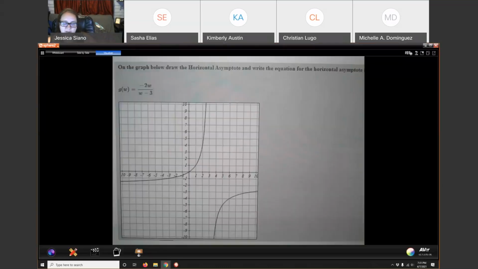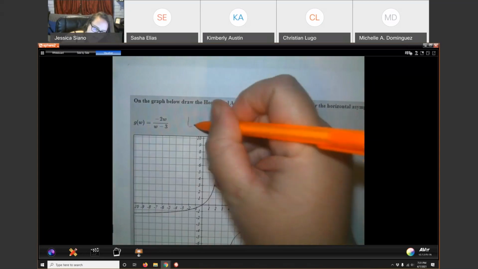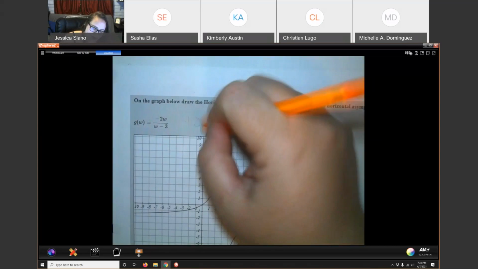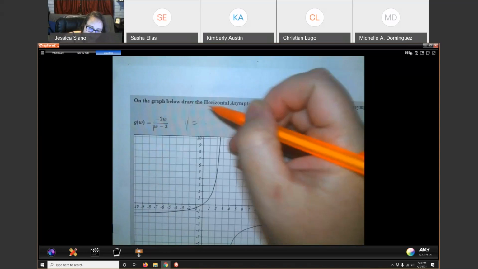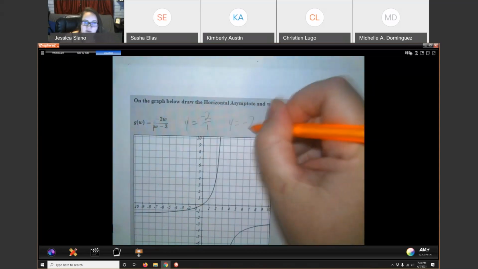So we look at this rational, and we ask ourselves, does this have a bigger degree on the top, on the bottom, or are they the same? Well, in the numerator here, we have a linear, so that's a degree 1. In the denominator, we also have a linear, so that's also degree 1. So since we have the same degree top and bottom, we use the leading coefficients to decide what our horizontal asymptote would be. So here, remember when there's no coefficient, it's 1. So here my horizontal asymptote would be negative 2 over 1 or just negative 2.